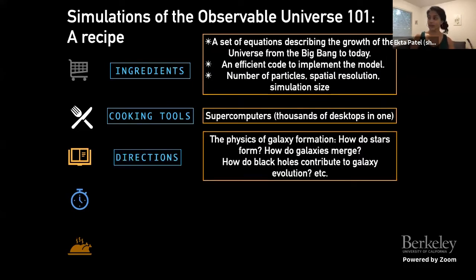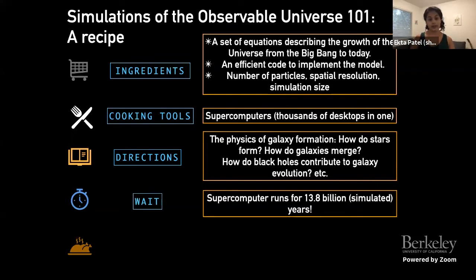And then you need some directions. In this case, that includes things like the physics of galaxy formation. What is our understanding of how stars form? How do galaxies merge over time? How do black holes contribute to galaxy evolution? A whole slew of questions that we have some basic answers to thanks to observations, and also other types of simulations. And so we put in all that we know about the physics of these different processes all together so that we can make sure they're really all incorporated.